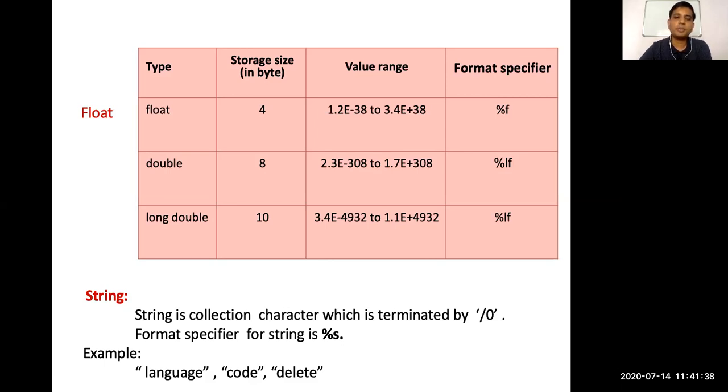Now there is one more variable, long double, which has a size of 16 bytes, but it is in extended C language. It is not in ANSI C. And the next one is a string. A string is a collection of characters which is terminated by \0. If all your characters and the last character is the \0, you can say that this is my string. The format specifier to access the string is %s.